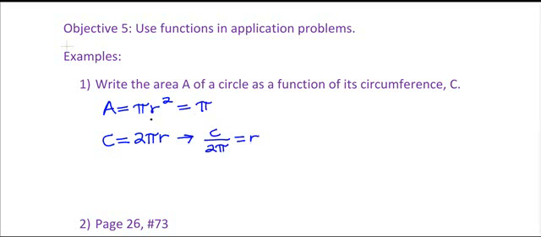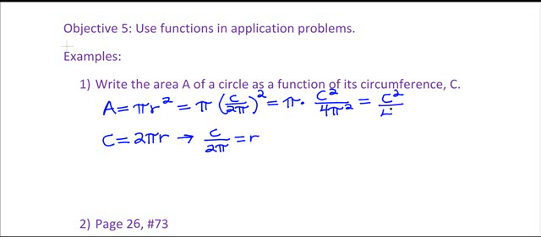Now we can substitute in place of r the C over 2 pi. So we would get area is pi times C over 2 pi, squared. So that gives us pi times C squared over 4 pi squared. And now we can divide out a common factor of pi, so that gives us area is C squared over 4 pi. So now we have area in terms of circumference, so the formula A of C is C squared over 4 pi.